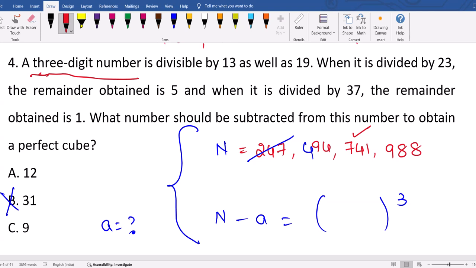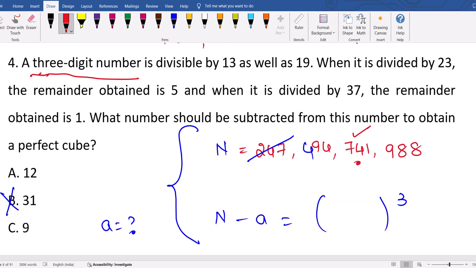I think 741 is sensible because 741 minus 12 is 729, which is 9 cubed. 9 cubed is 729. We'll check 741. Okay, 494 is also okay, fine. Okay, let me cross check before eliminating.